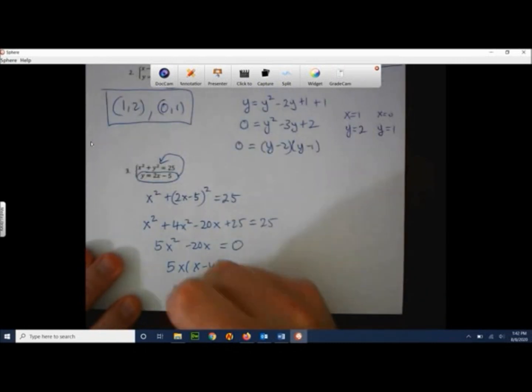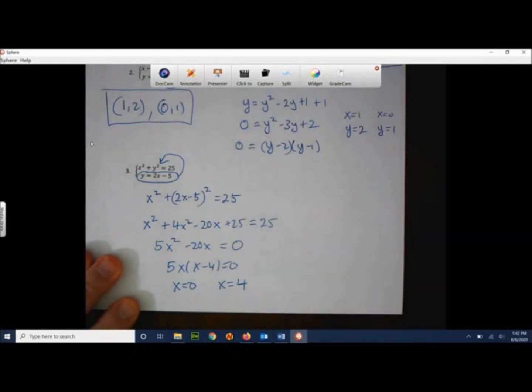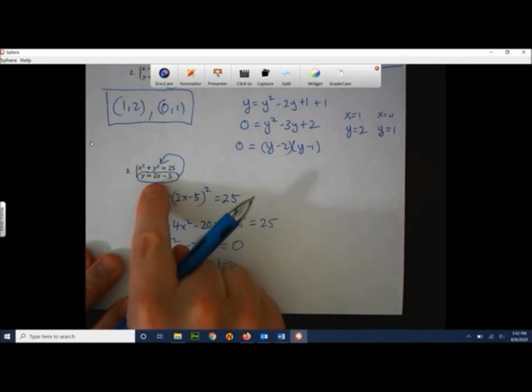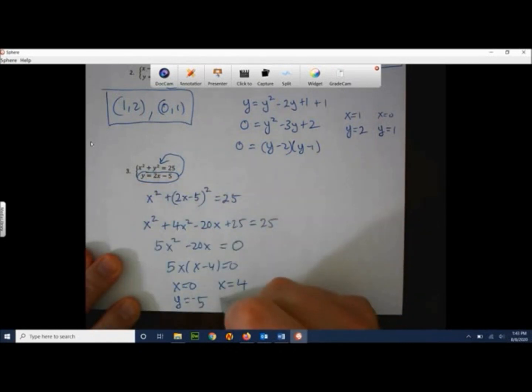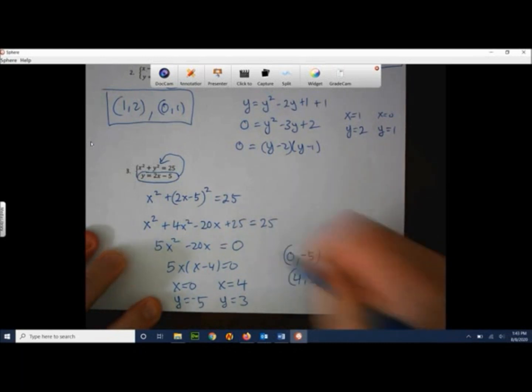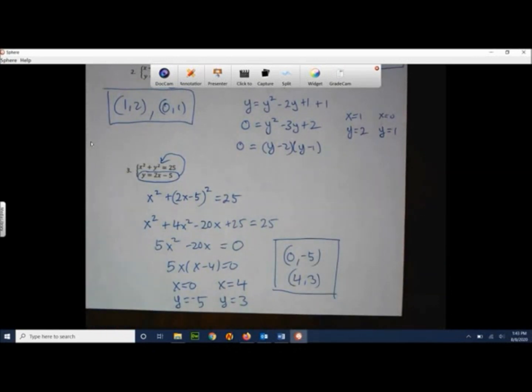So I get two answers. I get x equals 0, x equals 4. Plugging in, if x is 0, y is negative 5. And if I plug in 4, I get 8 minus 5, that's 3, y equals 3. So my answers are 0, negative 5, and 4, 3. Now, just out of curiosity, I'm going to take a second and also solve this one on Desmos, just to see how well you can use Desmos to solve these kinds of equations.